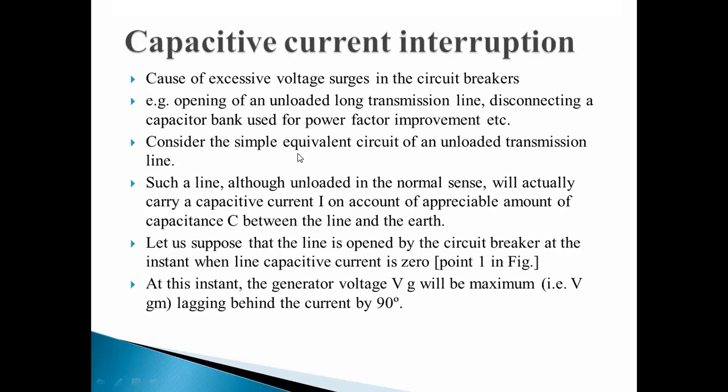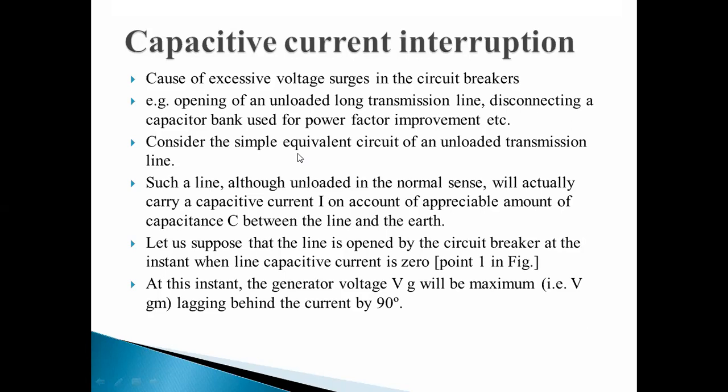Okay, so all of you understood, when your line is unloaded, that time the load current will not flow there, but as there is a capacitor, the capacitive current will flow.